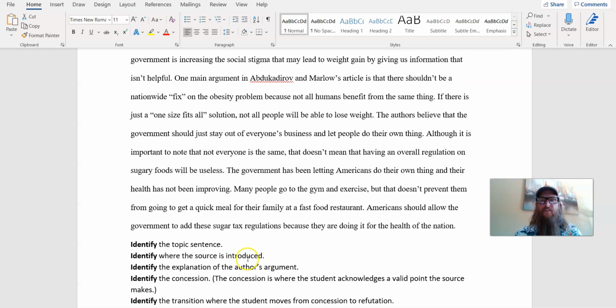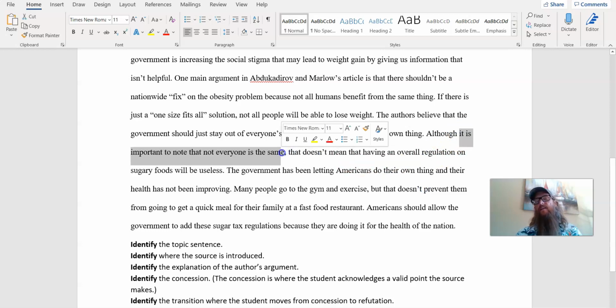Okay. Now the concession here is a little bit underdeveloped, right? But she does have one. It's right here, right? And so she says, okay, I get where they're coming from that a tax is a one size fits all approach to the obesity crisis, which is of course a multifactorial issue, right? And so she sort of acknowledges that not everyone is the same. But again, there needs to be more explanation there, right?